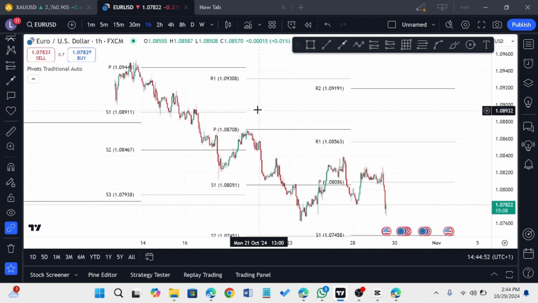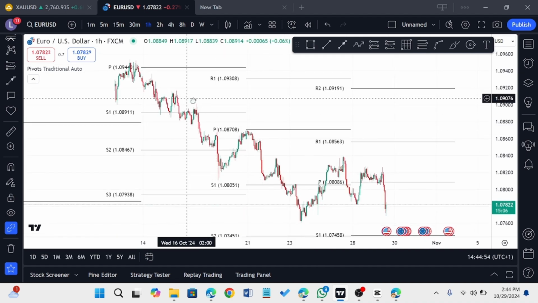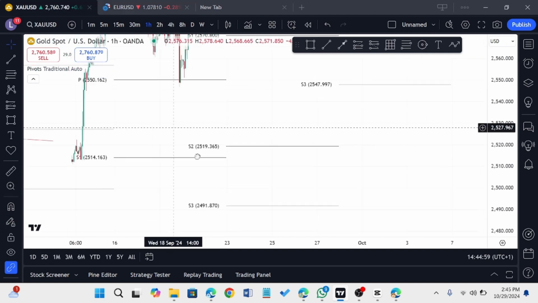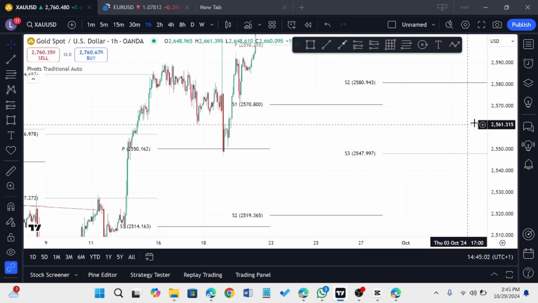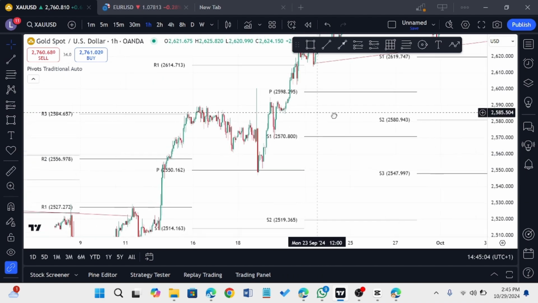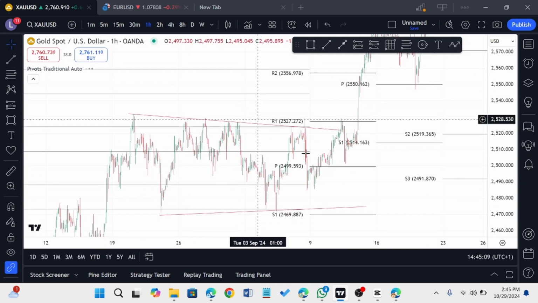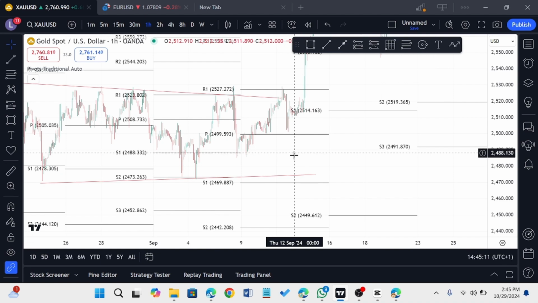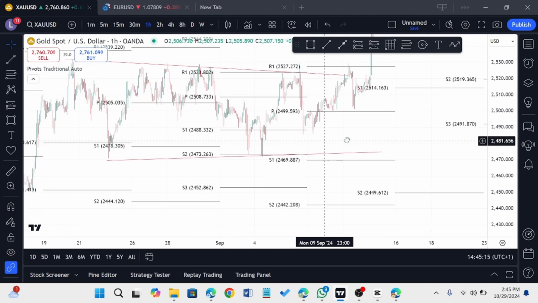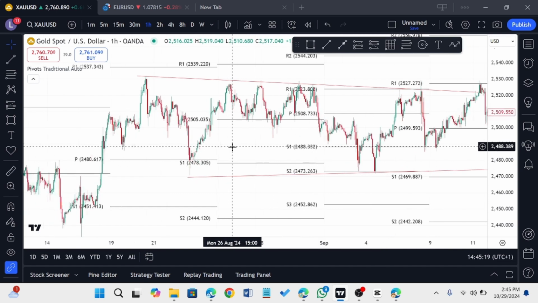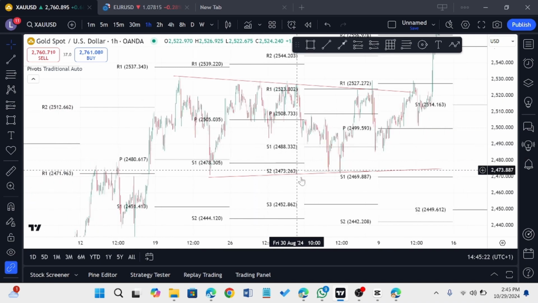So let's talk about the strategy. How can we use pivots to trade? I'll use gold to explain this. This is gold chart on the 1 hour time frame on gold. Now I will advise you not to just use the pivot alone.